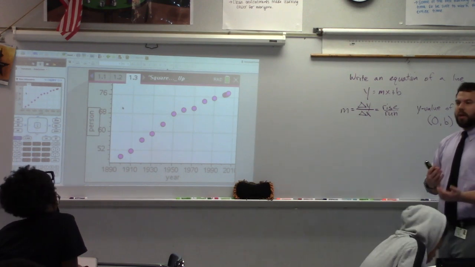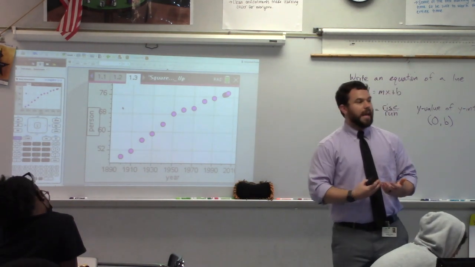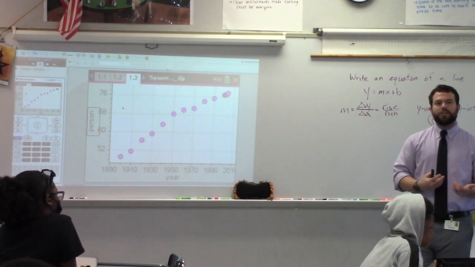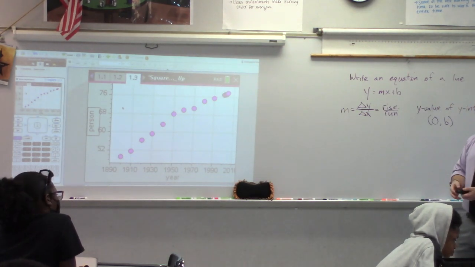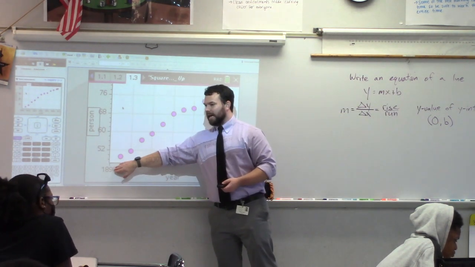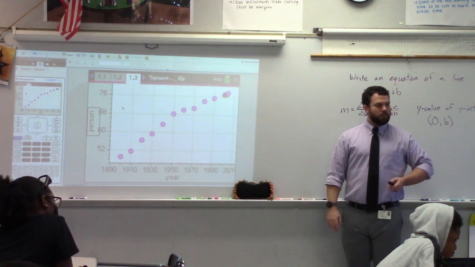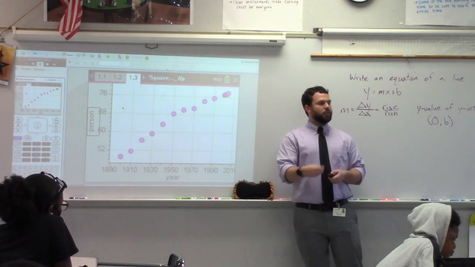So this is a beautiful aspect of these calculators, and this is the beautiful part about technology. It's not about just creating a scatter plot, right? What matters more is your ability to interpret the scatter plot, to explain what the scatter plot tells us. So as we're just naturally looking at this, as the years increase, what do we notice? The life expectancy increases.